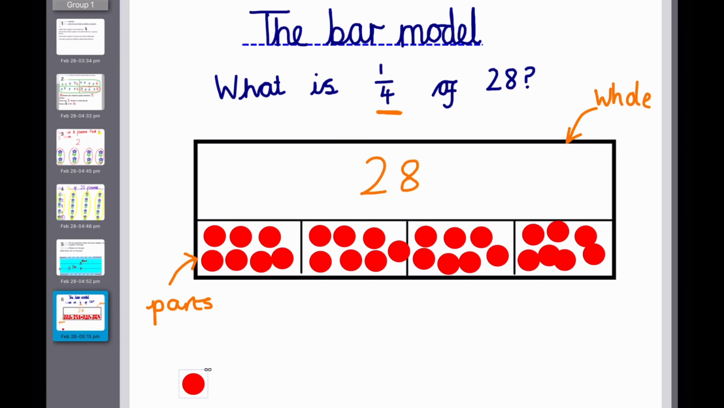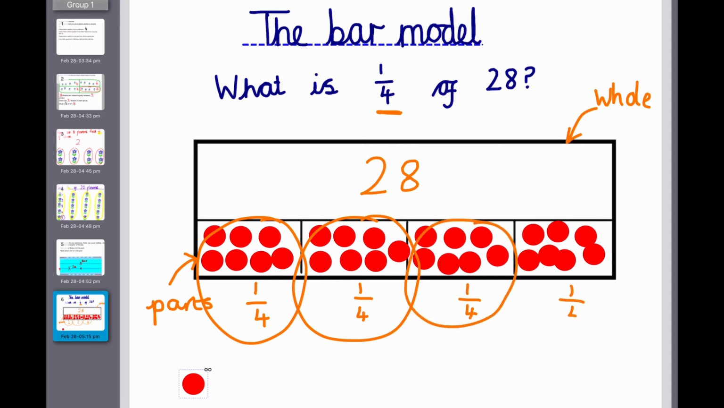The counters have been shared equally between 4 equal parts. Each part is 1 quarter. This is 1 quarter. This is 1 quarter. This is 1 quarter. And this is 1 quarter as well. One quarter of 28 is 7 because there are 7 counters in every quarter.